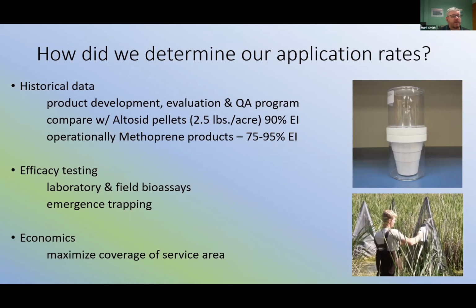We used to have a program in our district, about 8 people who solely worked on efficacy and applications, and worked at a way to continually improve those. So we have a lot of extensive experience in evaluating these products. What we use is that pellet, that 90% EI, as the standard by which we judge other programs, formulations and products in the market. Operationally, we still see methoprene falling in the range between 75 and 95 percent emergence inhibition.